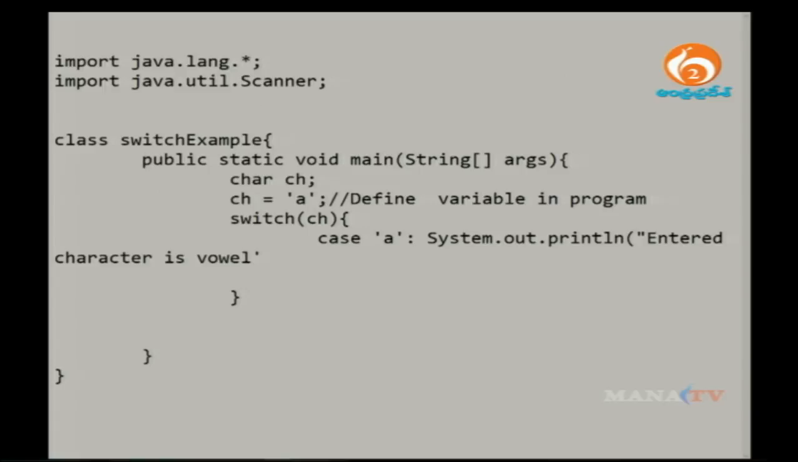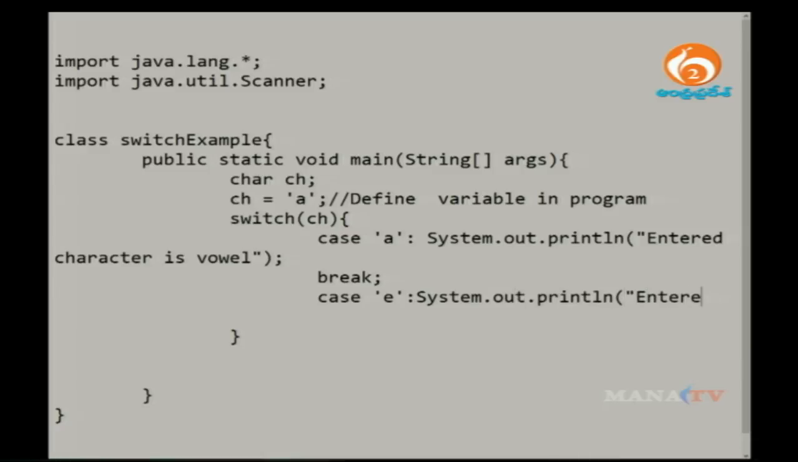So I just want to write this particular message. If you enter the character as A, then you just break this, followed by case E. Here it is a colon sign, not a semicolon. System.out.println, saying that the entered character is again also vowel. And again I need to give a break statement here, followed by the other vowels. How many vowels do we have? A, E, I, O, U, right.